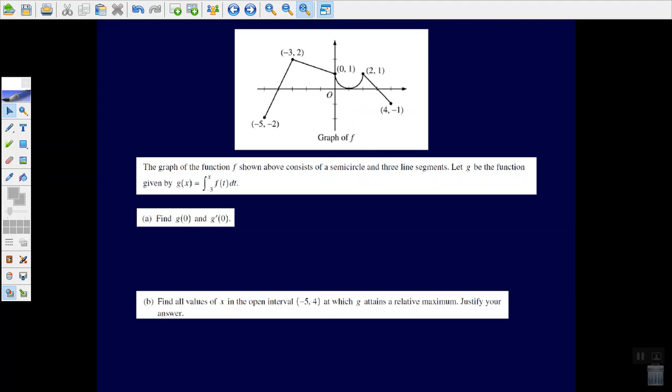Now they're going to define function g this way. And g is the definite integral of this function starting at the lower limit -3 and upper limit is x. Okay, now note -3 is not the very left end of this graph. -3 is actually right here, guys. Okay, so -3 starts right there.